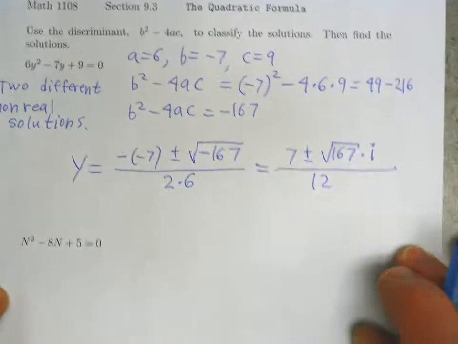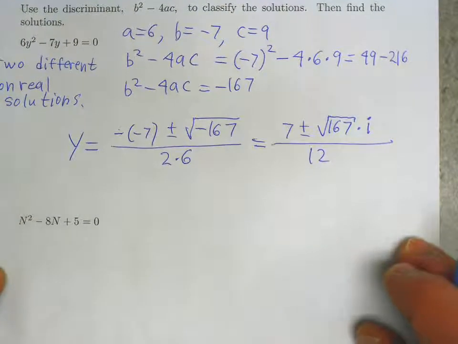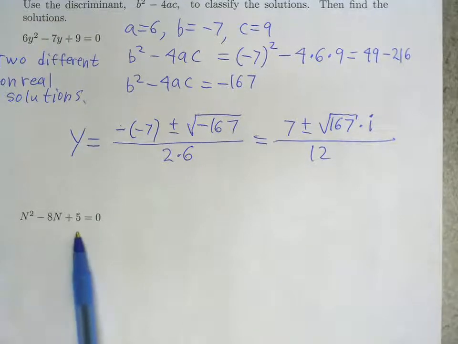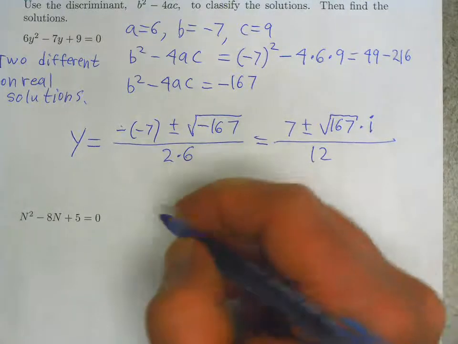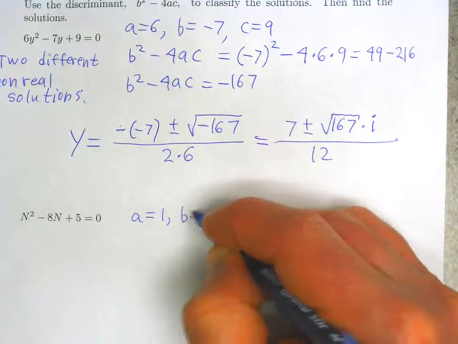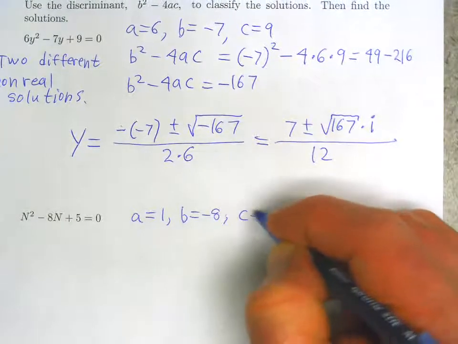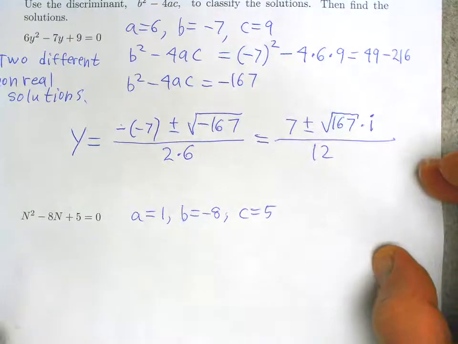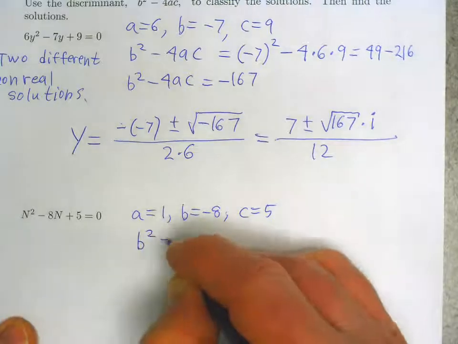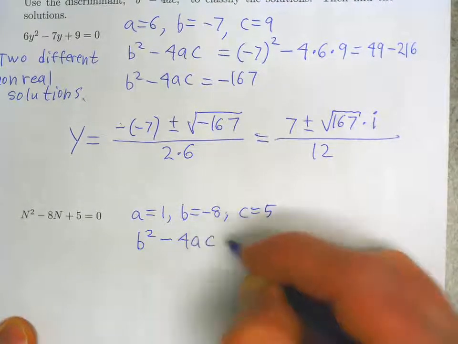Okay, we have a couple of minutes left. Let's do the same thing on this next one. n squared minus 8n plus 5. So on this one, a is 1, b is negative 8, and c is 5. So we'll compute the discriminant, b squared minus 4ac.